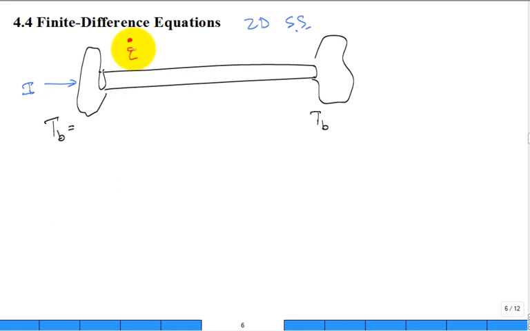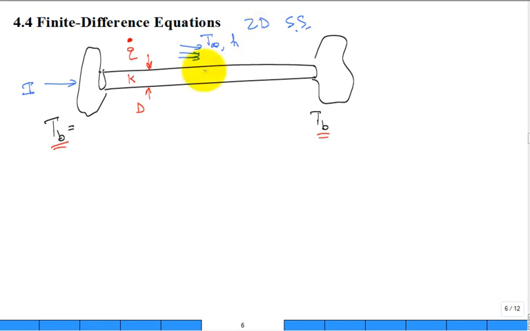And this wire has a thermal conductivity K, has a diameter D. TB and TB are the same. And you have fluid over here. It's providing cooling. So this is T infinity with convection H.